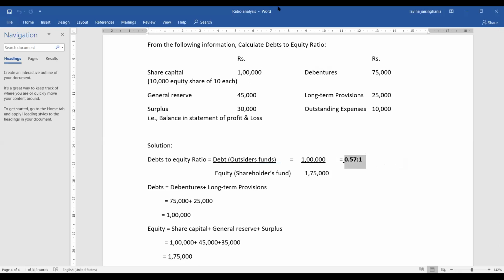I'll share the next video related to more sums. I hope you'll get a clear idea with this video, just a basic idea about what is debt to equity ratio.